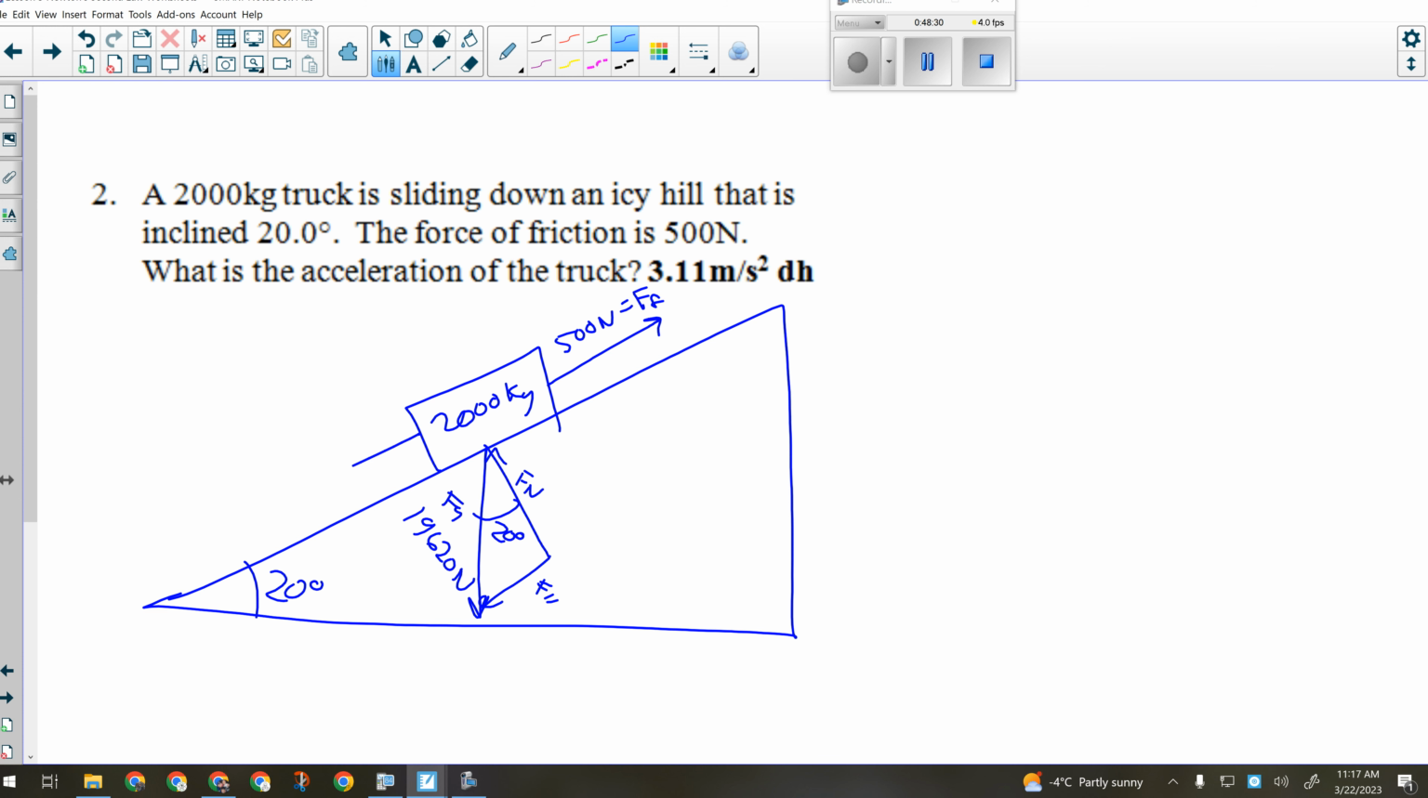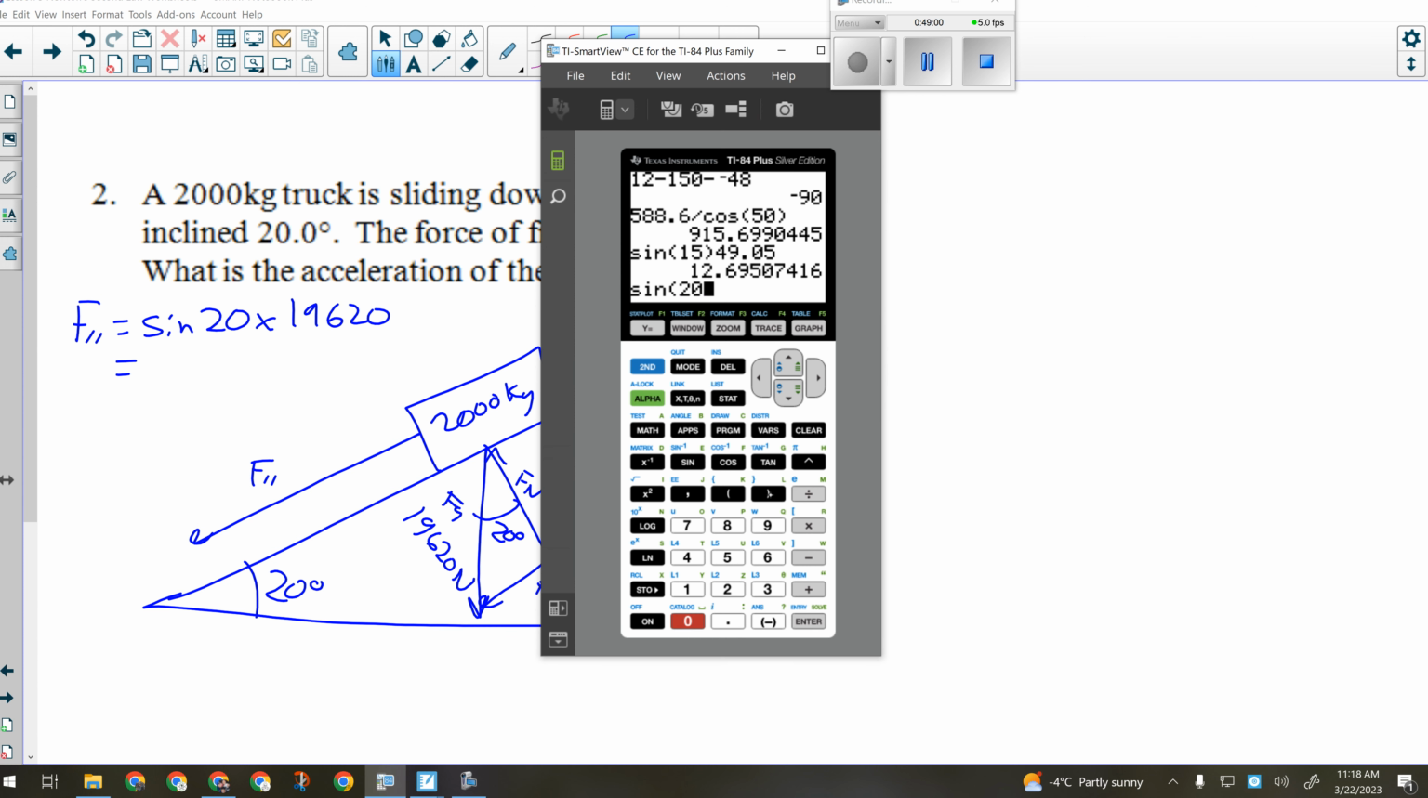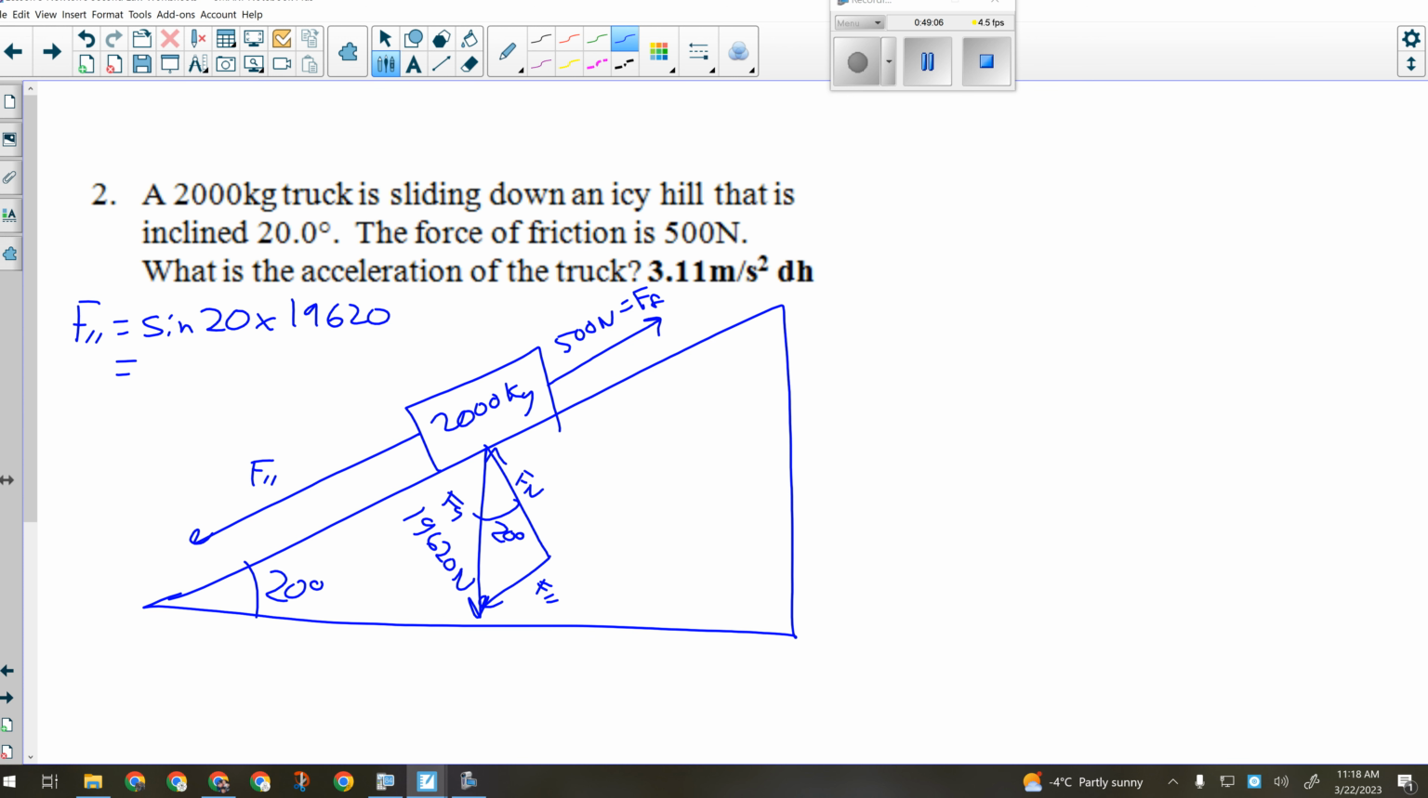Okay, so we could also say then that that's F parallel. Can I calculate F parallel right now? Yeah, I can. I just got to do a little bit of trig. So F parallel, as it's always going to be, is going to be the sine of the angle of incline times the hypotenuse of that triangle, or the force of gravity, 19,620 newtons. So we're looking at 6,710 newtons down the ramp.